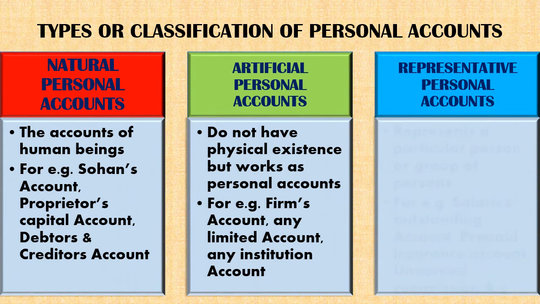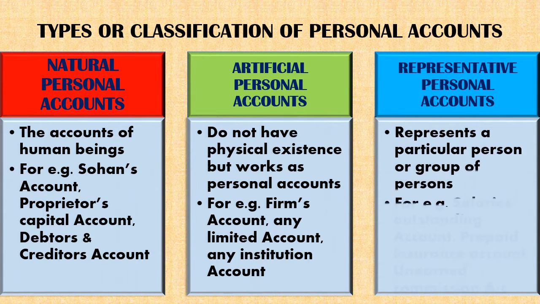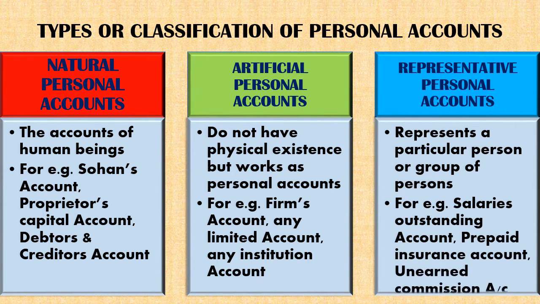Representative personal accounts represent a particular person or group of persons. For example, salaries outstanding account, prepaid insurance account, unearned commission account. Here, take salary outstanding account: we have some amount of salary which is supposed to be paid but has not been paid to the workers. So it is representing a person or a group of persons to whom the salary is still not paid.